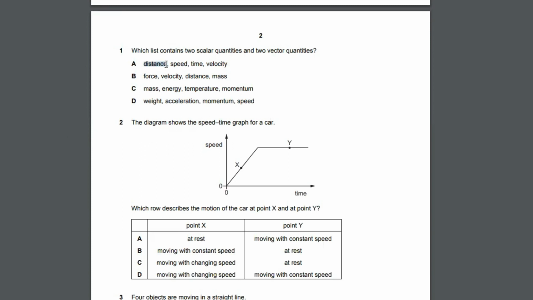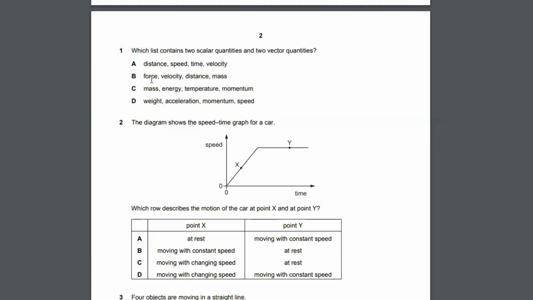So distance is scalar because we can only measure length. You can't tell the direction of length. You can measure the speed, but you can't tell where something is going. And time is also a scalar quantity. We can only say what time it is, not where it is.